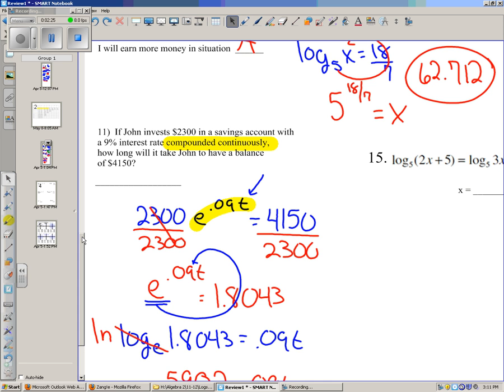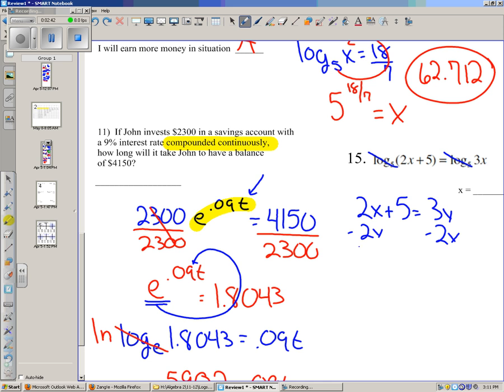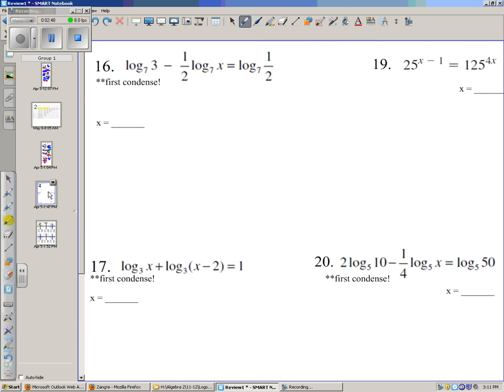15 does not have a constant, so I do not have to loop this. Instead, since one log is on one side and one log is on the other, just like I can cancel out the bases of exponents, I can cancel out these logs and focus on what's left. So I'm going to subtract 2x to get the x's by themselves. And when I'm done, there's my answer. X is just 5.